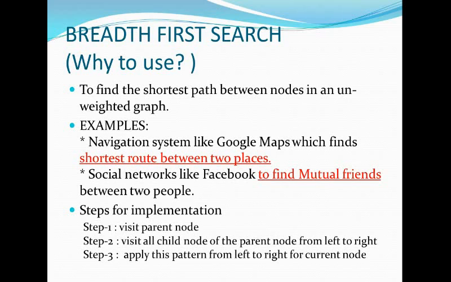There are some steps for implementing breadth first search. Step 1 is to visit the parent node. Step 2 is to visit all child nodes of the parent node from left to right. And in step 3, we apply this pattern from left to right for the current node, because your current node is your parent node for this instance. We'll see how exactly this is implemented.